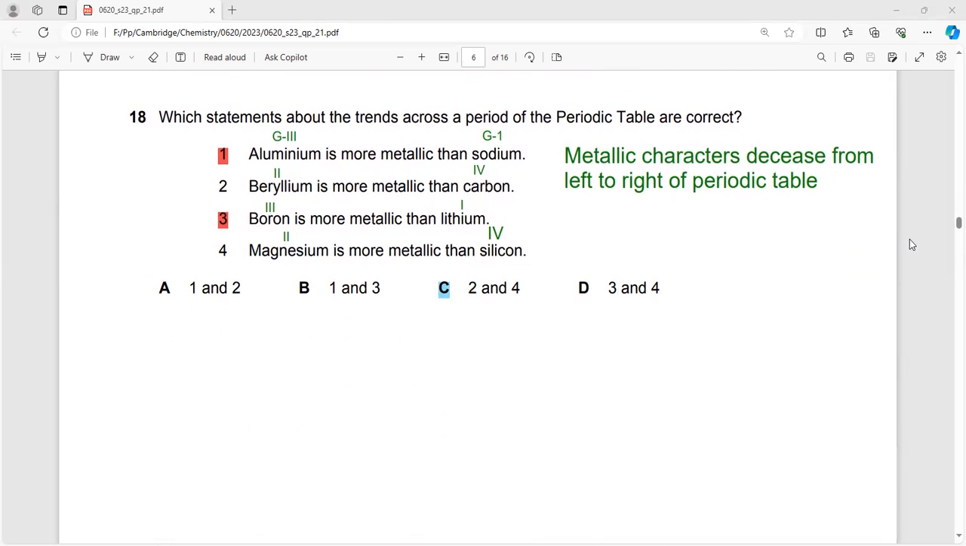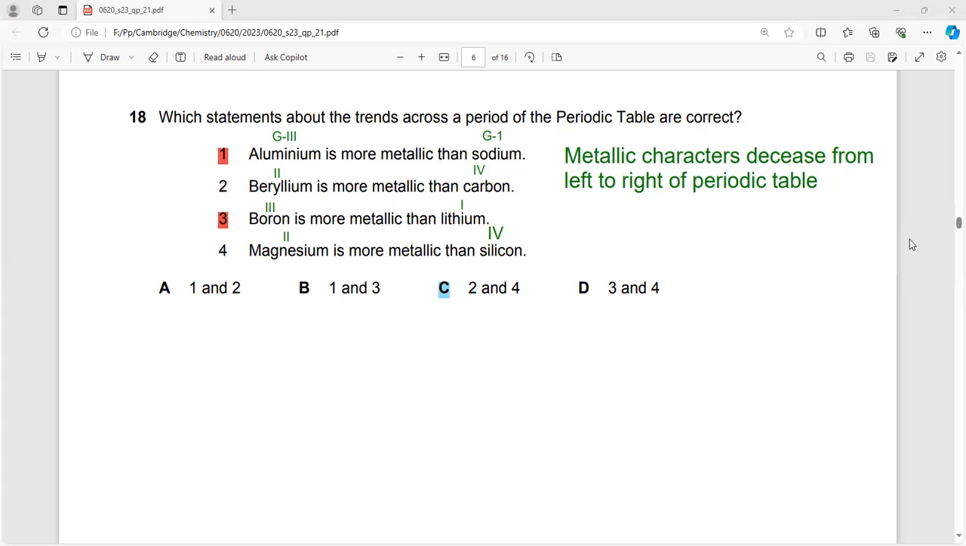We're going to move to question number 18 here. Which statement about the trend across a period of the periodic table is correct? So we can see the metallic trend in the periodic table. Metallic character decreases as you move from left to right in a periodic table.